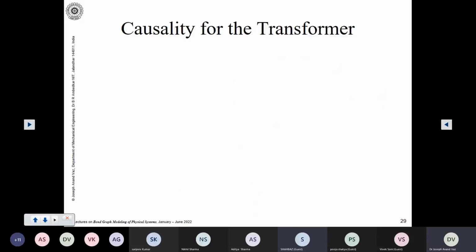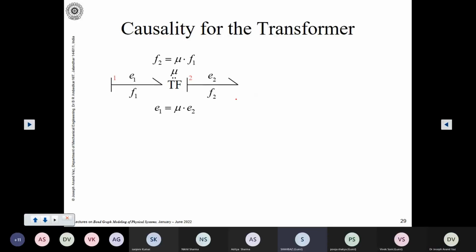So that's it. As far as the causality of the transformer is concerned, we can consider a transformer like this. And because the transformer is just a flow to flow or effort to effort, you can have causality like this. So flow 2 is equal to mu times flow 1. So it's a relationship between flows. So if you provide flow as input, flow should be available as output. So naturally, the causal stroke will come like this. So flow being provided as input, flow will be produced as output.